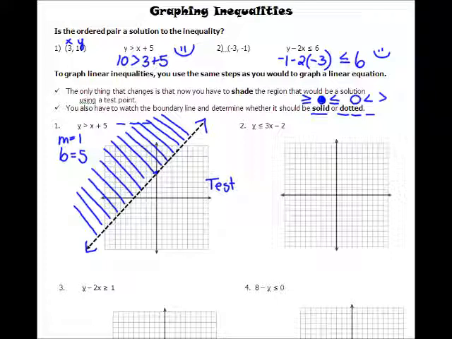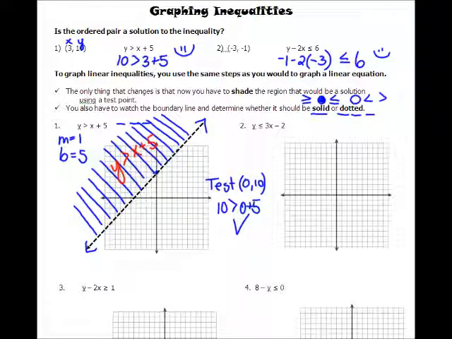So let's say I pick (0, 10). Okay? Is 10 greater than 0 plus 5? Check, it is. So I shaded the right region, and then I write my equation here. Y is greater than x plus 5.